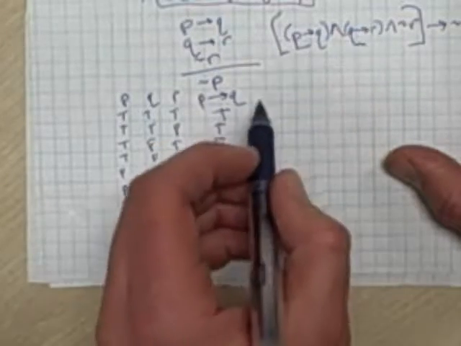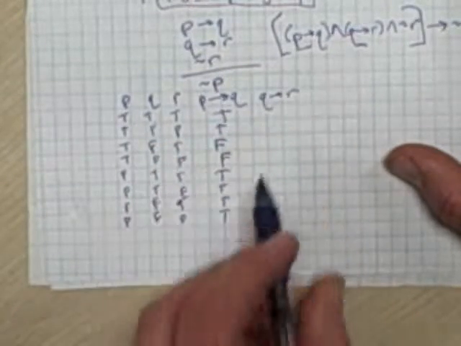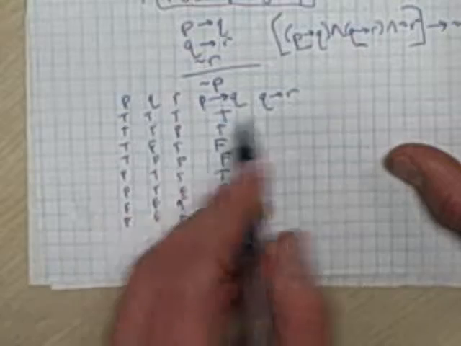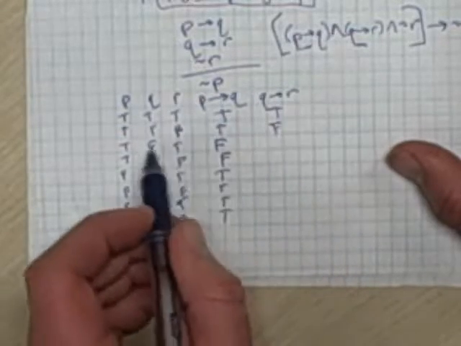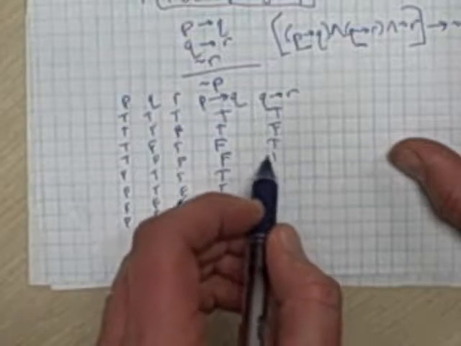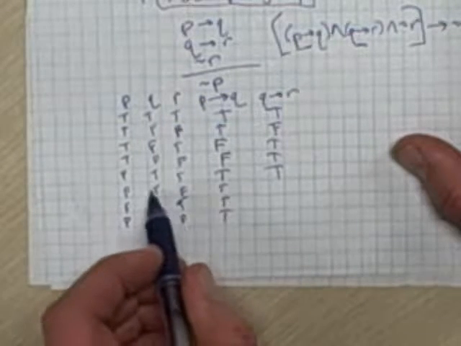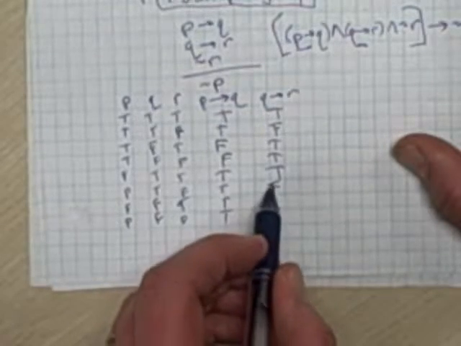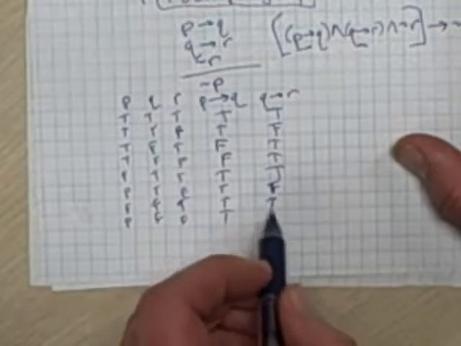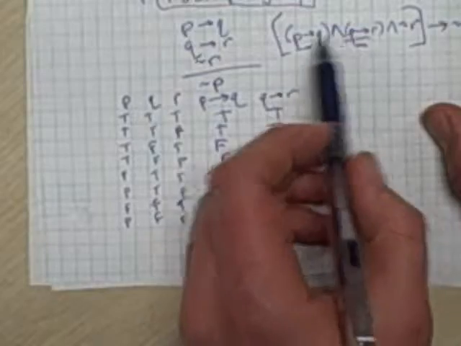I'm going to build up Q implies R. Q implies R. So true. There's a false right there. There's a false. True, true. True. The only time it's false is when true implies false. And if the first part's false, it's true. So I have this part, this part.